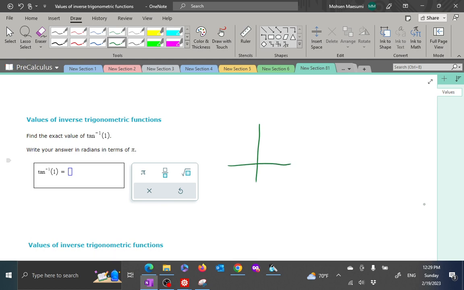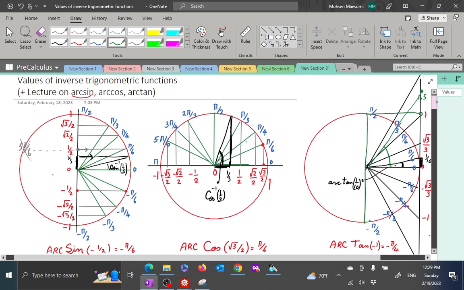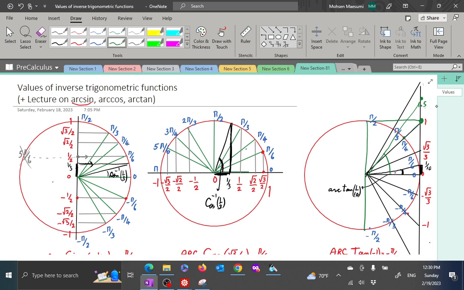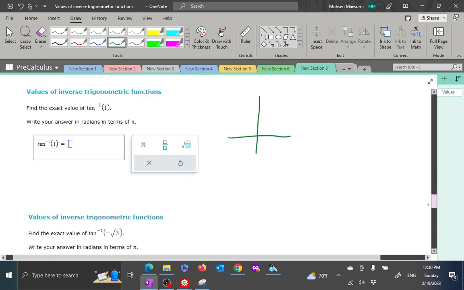So tangent inverse of 1, how do we do it? You want to make a table for these things or redraw these circles. Redraw is better than a table. So tangent inverse of 1 is pi over 4. Draw the picture and also make a table so that you see actually pi over 4.